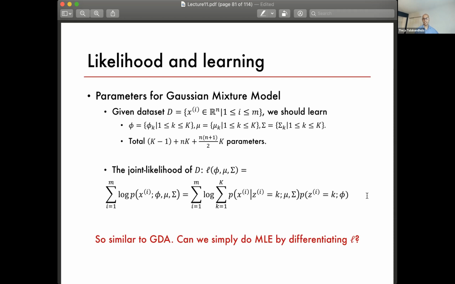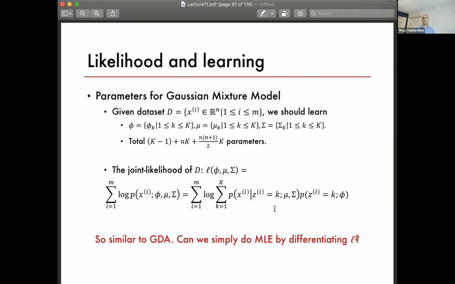So we wrote the likelihood. On the left-hand side there is no z, but on the right-hand side we introduce z, because z is part of our generative process, for which we know, for example, the probability of zi equal to k given phi. It's exactly equal to phi k. And we know the probability of xi given zi equal to k: it's a Gaussian distribution with mean mu k and covariance matrix sigma k.